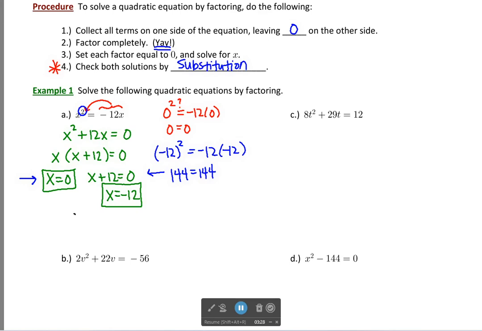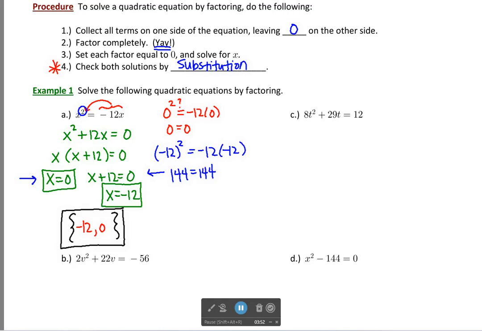Now to be formal, remember when we see a set of curly braces, that indicates a set. So our two solutions, and I'm going to write them in numerical order, smallest to largest, would be negative 12 and 0. So I have both of my solutions included in the curly braces and separated by a comma.